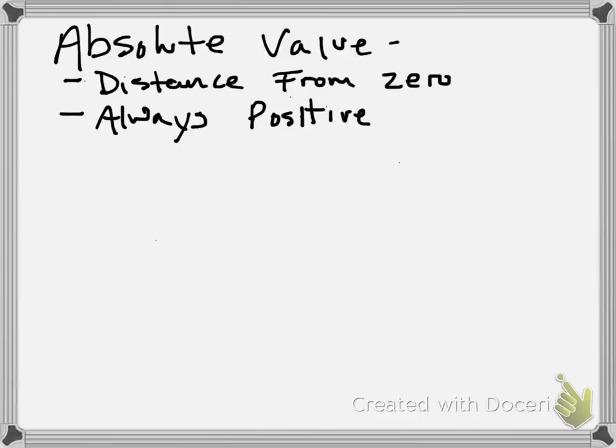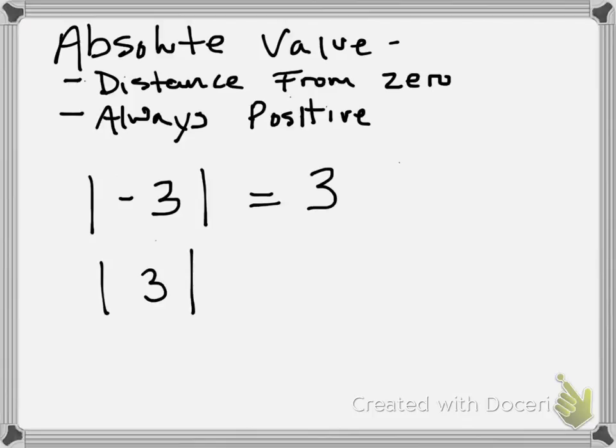So let's see. We show absolute value with these vertical bars. So if I said this, it would read as, what's the absolute value of negative 3? How far is negative 3 from 0? It is 3 from 0. Also, what's the absolute value of positive 3? That's also 3. Pretty straightforward.